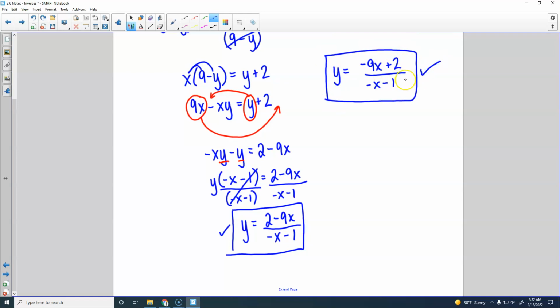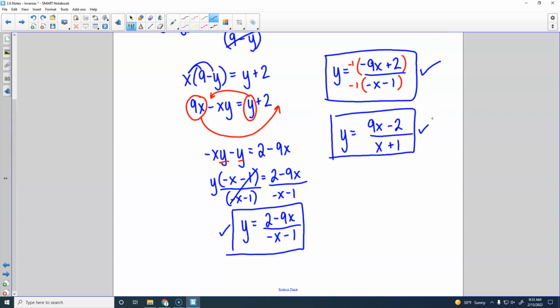You might multiply this one has a lot of negatives. Sometimes we don't really like to have negatives. So you could multiply the top by negative 1 as long as you also multiply the bottom by negative 1. Right? Because that's just multiplying by negative 1 over negative 1, which is 1, and it doesn't change anything. So if you did that, you would get y equals positive (9x minus 2) over (x plus 1). I like that one better. I don't like all those negatives in the other one. So I might do that if it were just me. So that would be correct.